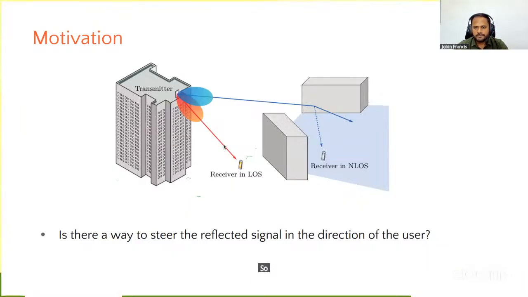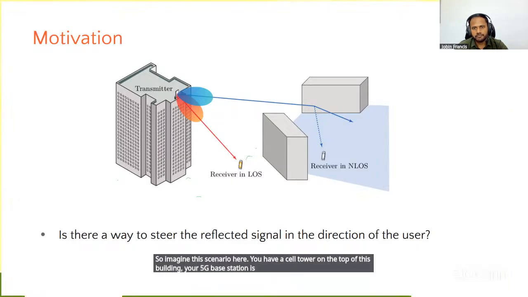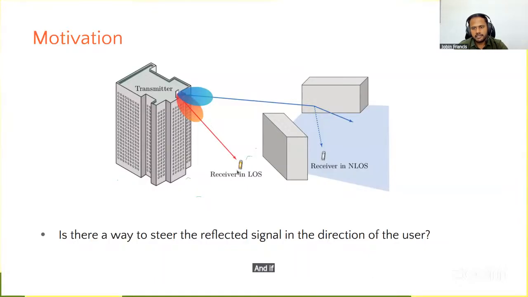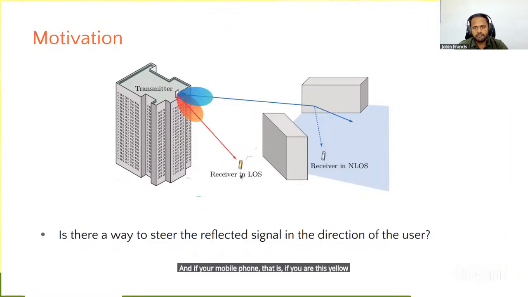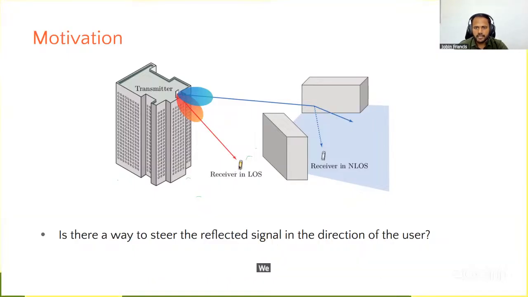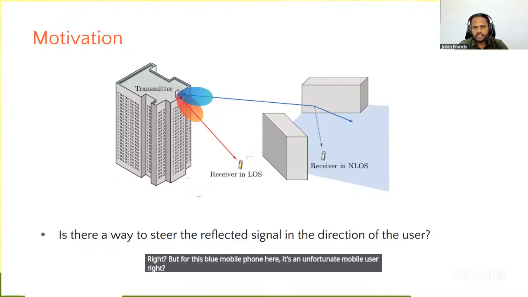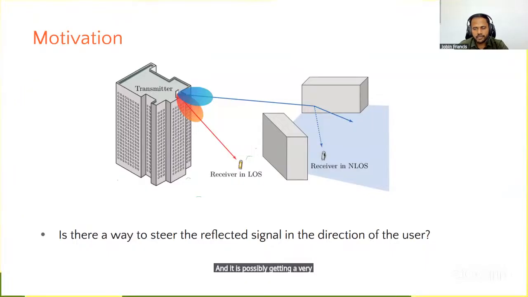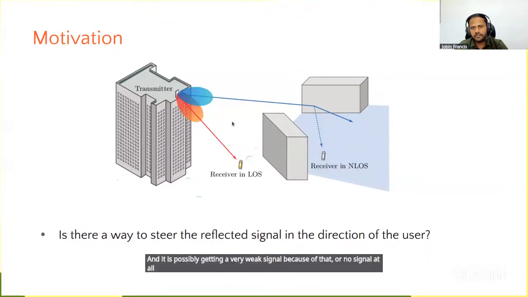So imagine this scenario here. You have a cell tower on the top of this building. Your 5G base station is deployed here. And if you are this yellow mobile phone user, you are happy, right? You have a line of sight to this cell tower. You get strong signal. But this blue mobile phone here is an unfortunate mobile user. Its line of sight path to this cell tower is obstructed by this building here, and it is possibly getting a very weak signal because of that, or no signal at all, and it may not be able to get any communication going.